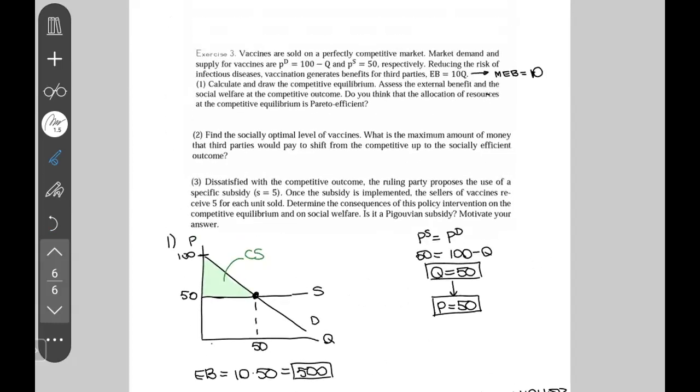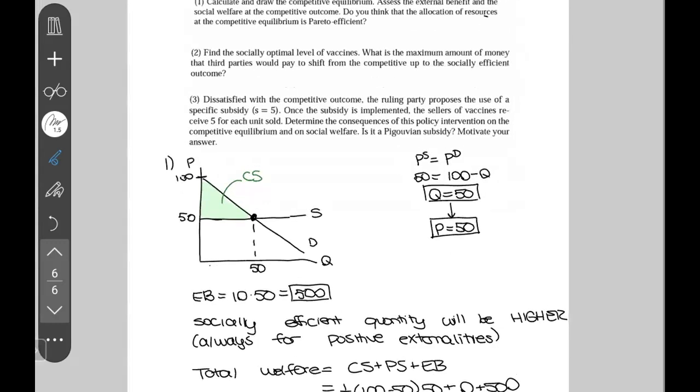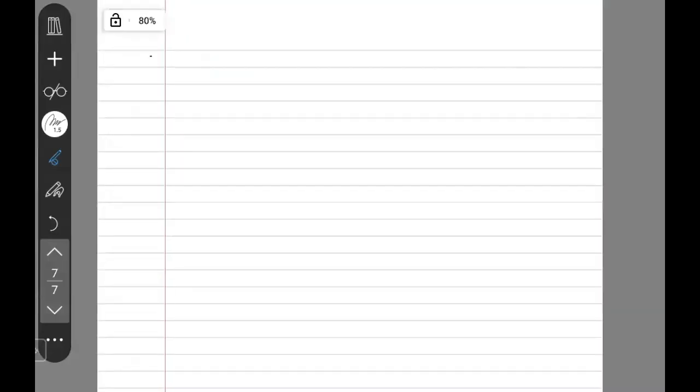Okay, so that should be it for 1. Now we want to find a socially optimal level of vaccines. So if you want to find a socially optimal one, you want to internalize the external benefit. So we have to find the marginal social benefit, which is the sum of the marginal private benefit and the marginal external benefit. So we have to take MSB and make that equal to the price.